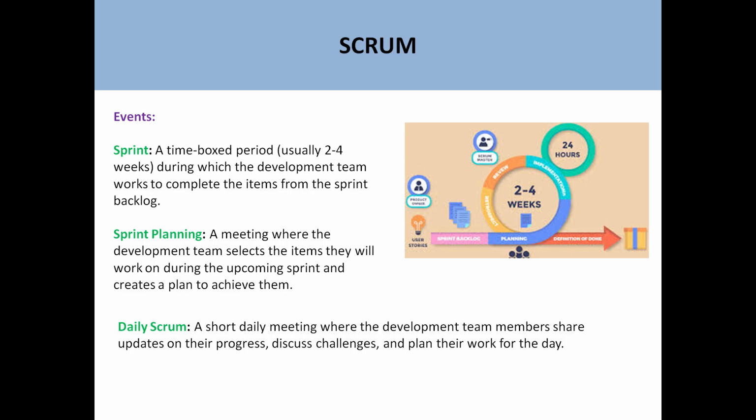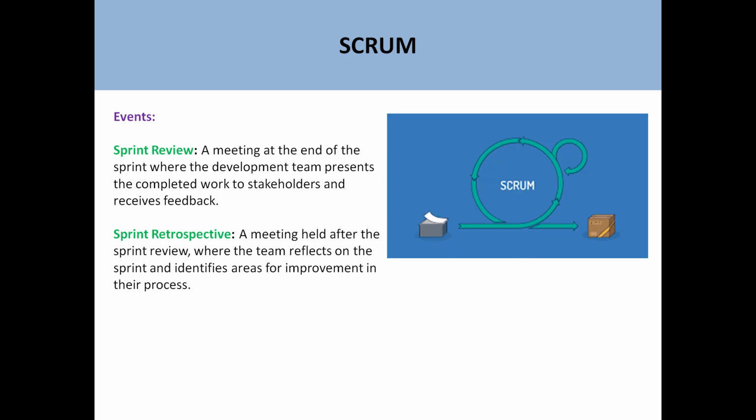Okay, they take the tasks from the product backlog and focus on those tasks which can be completed in the upcoming sprint. Daily Scrum. Daily Scrum is a short daily meeting where the development team members share updates on their progress, discuss the challenges, problems, issues, and their plan of work for the day as well. Remember one thing, friend, that the daily Scrum meeting should not be more than a 15 minutes meeting. It should not happen that the daily Scrum goes on for about 2 to 3 hours. It should be completed in a maximum of 15 minutes.